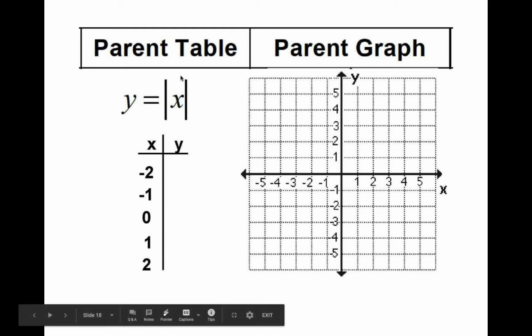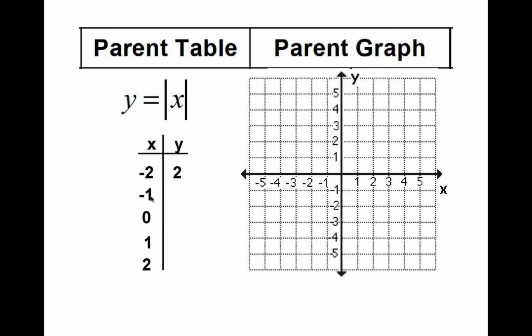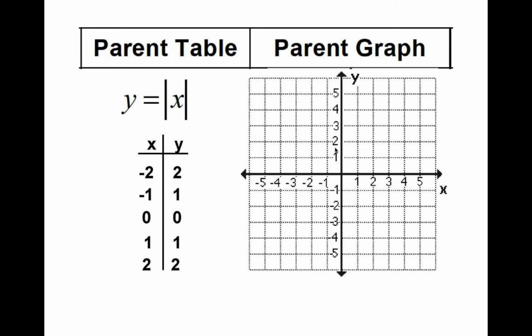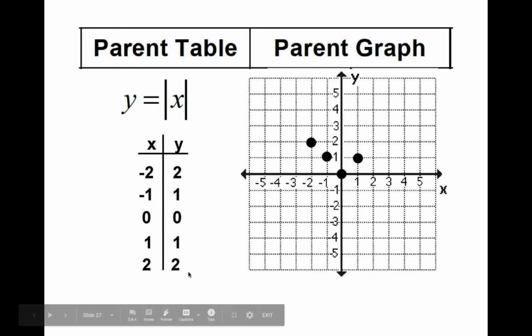+2, the absolute value of -2 is 2. Absolute value of -1 is 1. Absolute value of 0 is 0. Absolute value of 1 is 1. And absolute value of 2 is 2. So then we can plot these points on our parent graph. So you go left 2, and then up 2, left 1, up 1, 0, 0, 1, 1, and 2, 2.